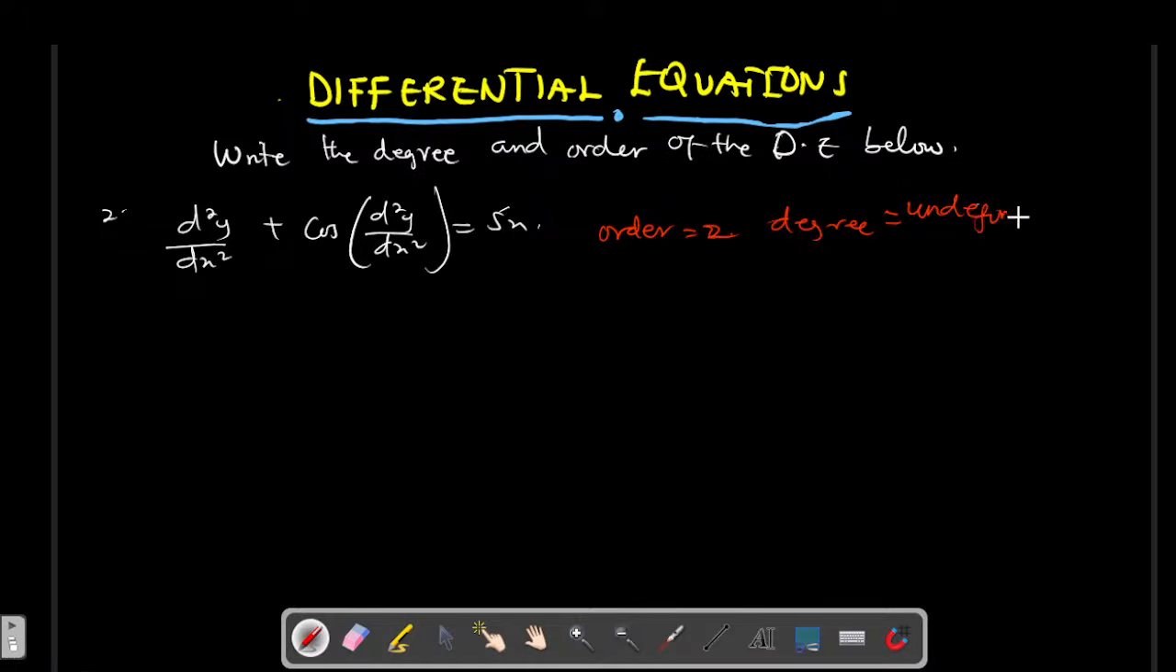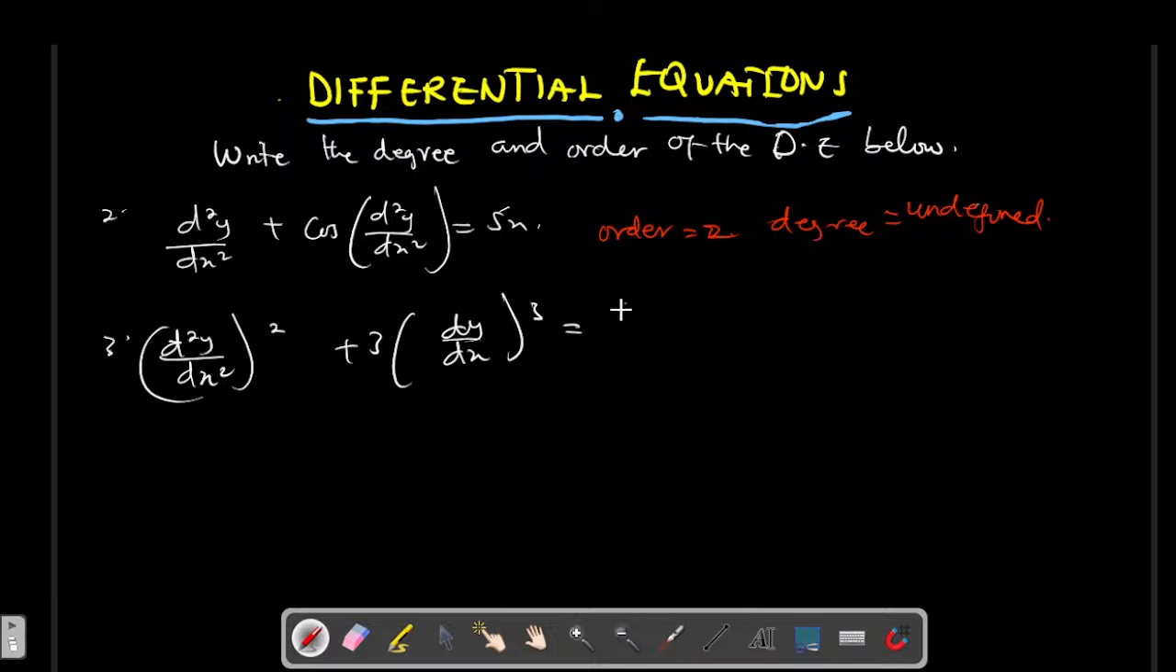Please take notes. Undefined. Every differential equation should have an order, but not every differential equation will have a degree because of transcendental functions. Let's look at the third one, which you can relate with that. With regards to the third one, I have (d squared y over dx squared) all squared plus 3 multiplying (dy over dx) all cubed, equal to the expression x log (d squared y over dx squared).